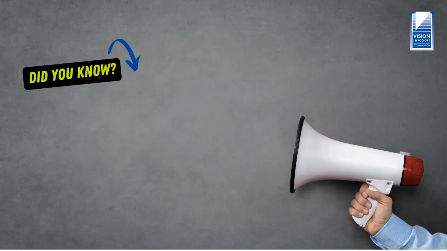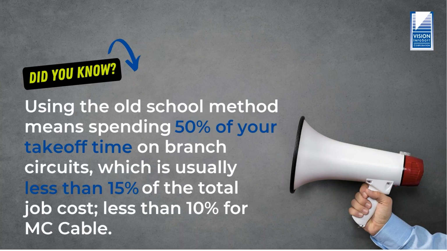Okay, so part of the whole basis of doing this webinar here was to just get your attention. It's easy for the branch circuit takeoff to amount to over 50% of your takeoff time or more. Yet the overall cost of the branch circuits in your final estimate is usually less than 15%. And actually with MC cable, it's probably less than 10%. So it's just kind of a point that you're spending a great deal in proportion amount of your time on taking off branch circuits. What's the value? Maybe that time is better spent on other more critical parts of the job.